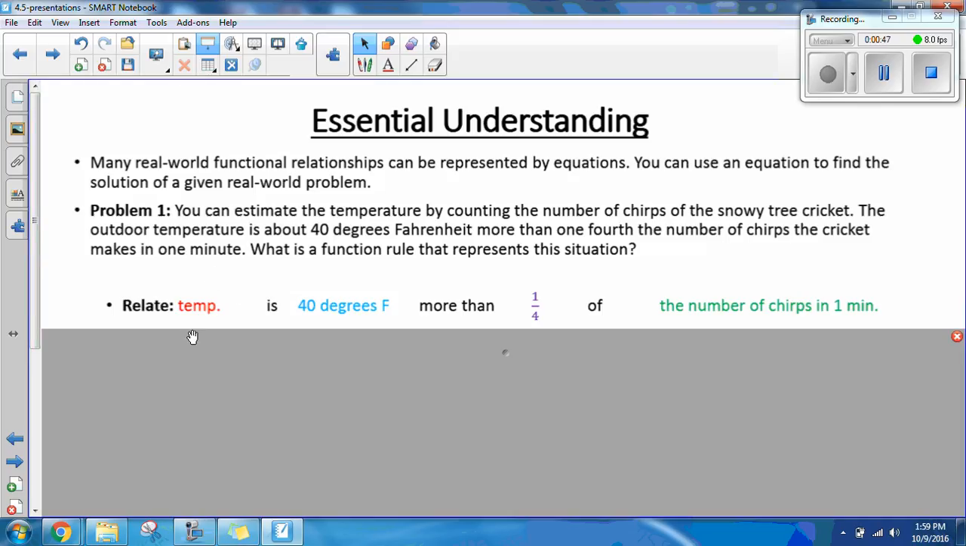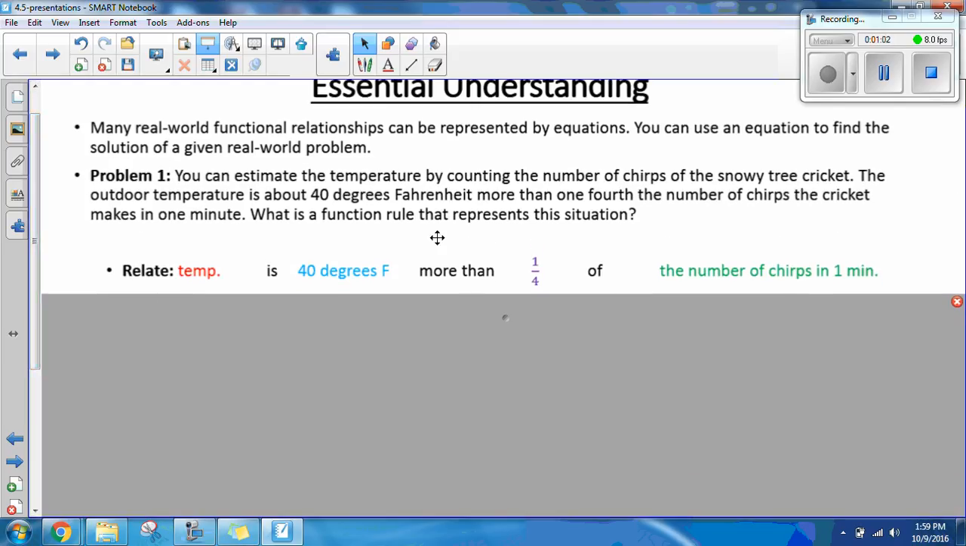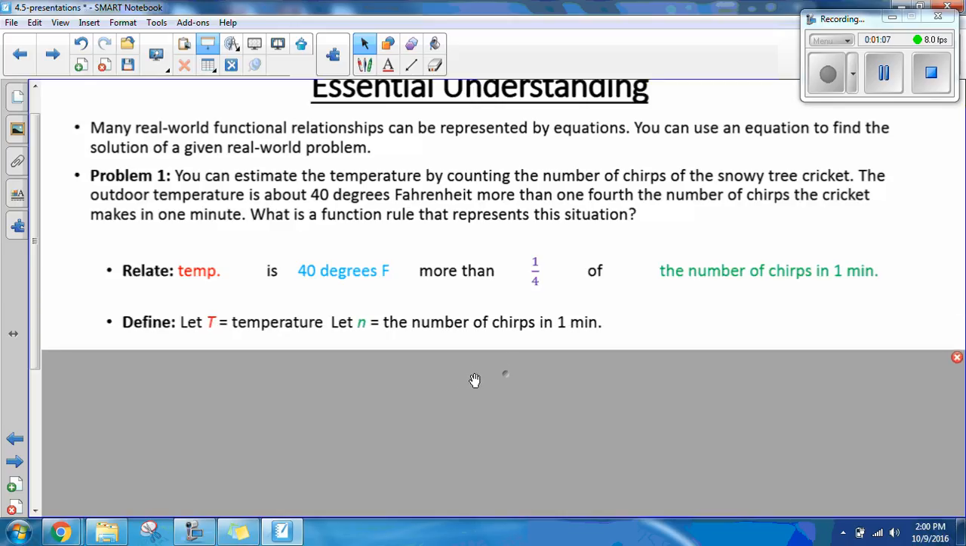The temperature is 40 degrees more than 1/4 of the number of chirps that the snowy tree cricket makes in 1 minute. Once you've figured out what the relationship is, then we can start to define our variables. So instead of writing temperature, we could say, let the variable t equal temperature, and let n equal the number of chirps in 1 minute.